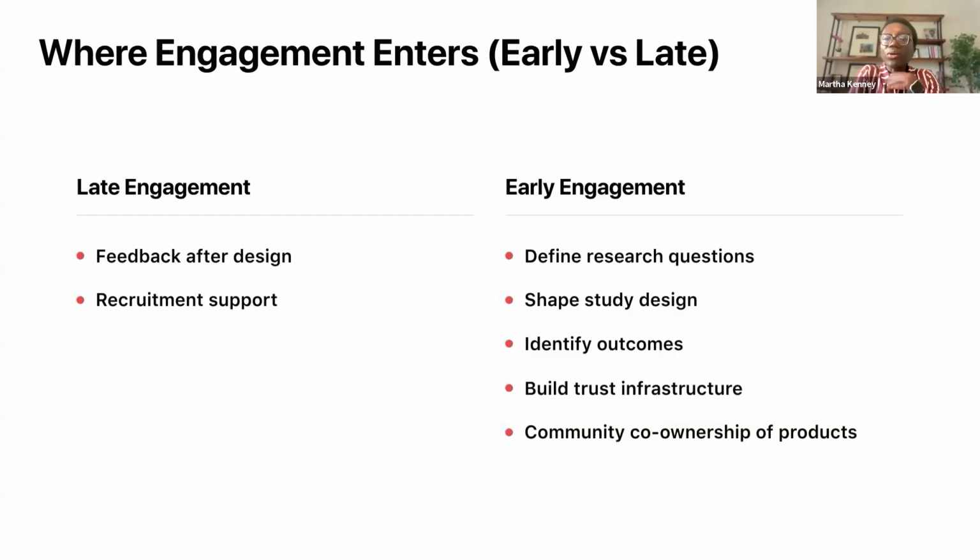And early engagement, especially this theory of change model, also allows us to build a trust infrastructure because we're not coming in with an axe. We're coming in to build relationship first. And so that really helps to rewire the trust infrastructure, which is so important in sickle cell disease. And then it also allows community co-ownership of the products that will come out of it because you've had the community members involved in every single stage. And so they have greater ownership of the products that come from it.